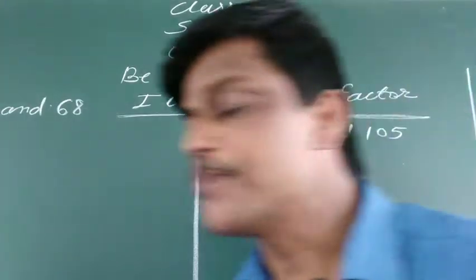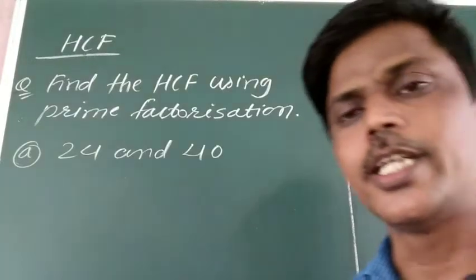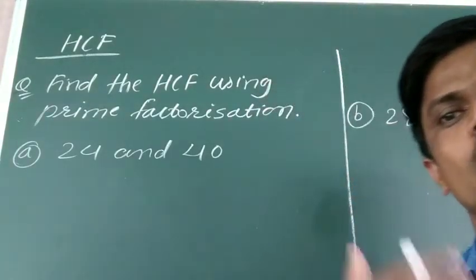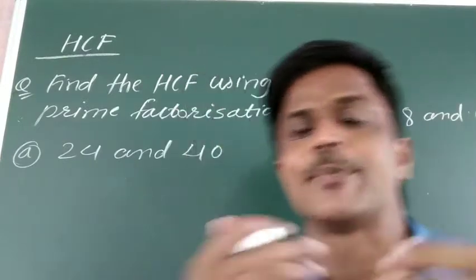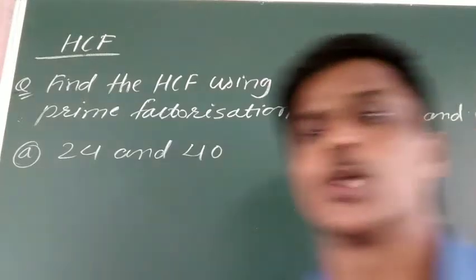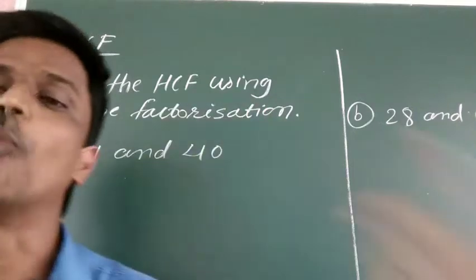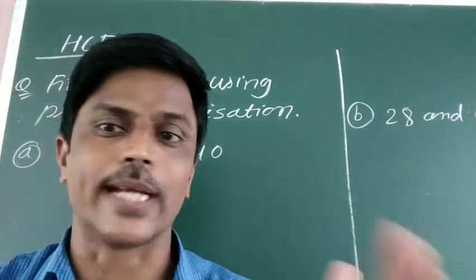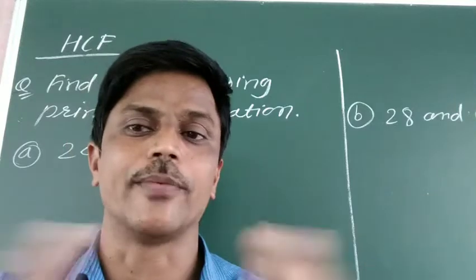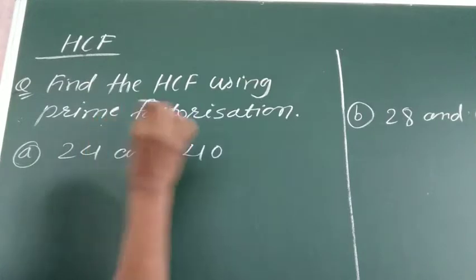Now, in today's class, it is about HCF, meaning highest common factor. Dear students, before today's class we already learned how to find the HCF of given numbers. But in those classes, we found the HCF by finding their common factors only. All those factors were not prime factors. But now in today's class, we find the HCF using prime factorization.